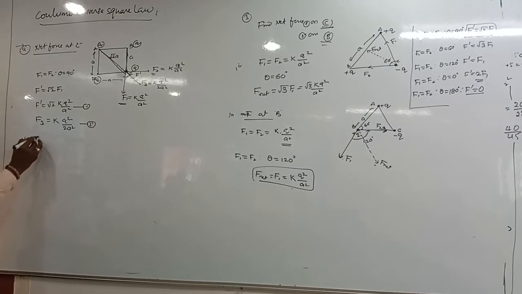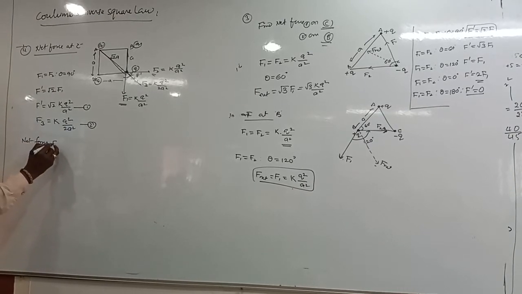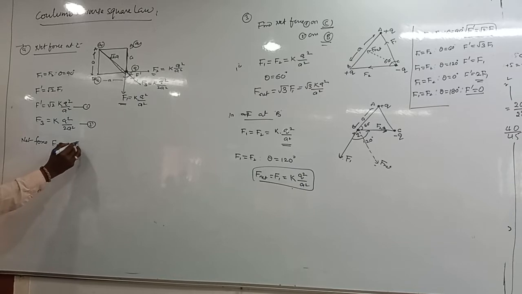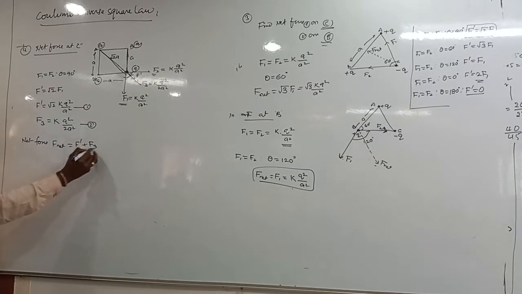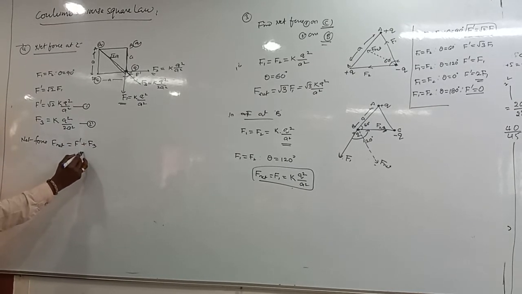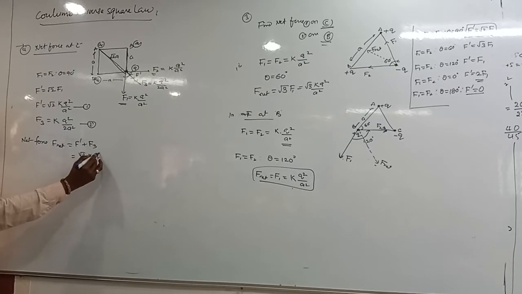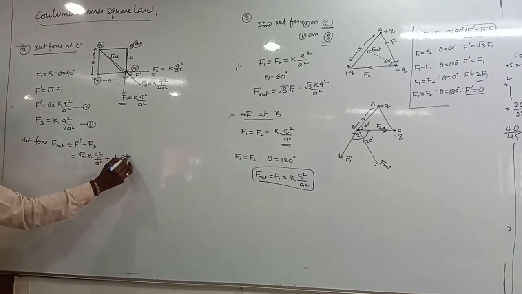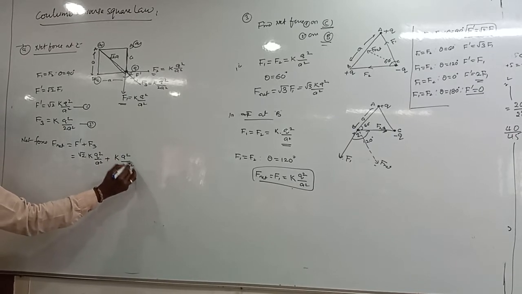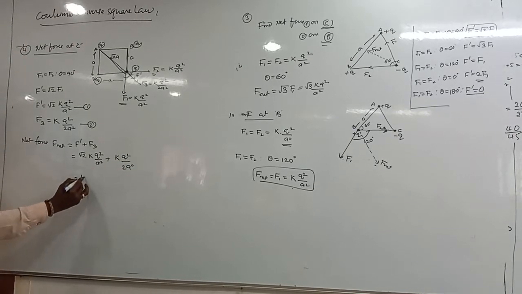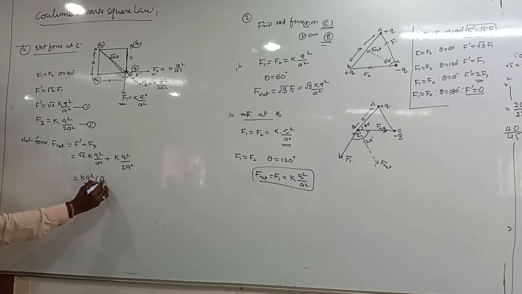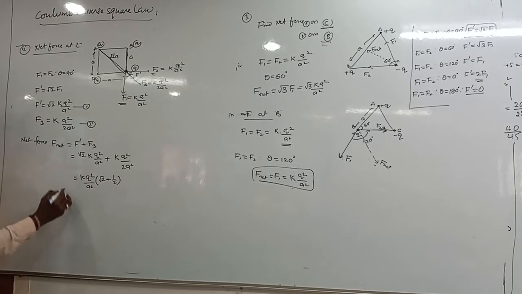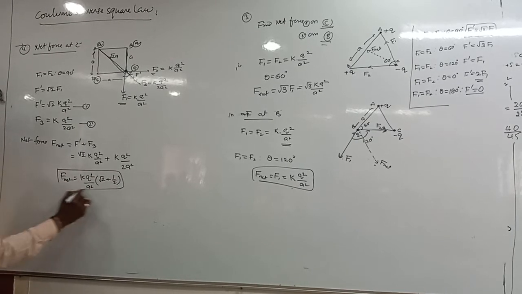So net force is F dash plus F3, that is root 2 k q square by a square plus k into q square by 2a square. So k q square by a square taking common, root 2 plus 1 by 2, right?